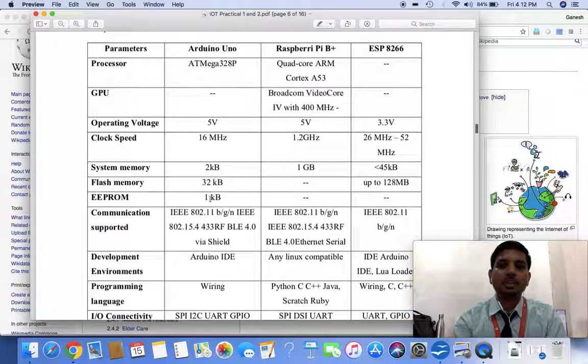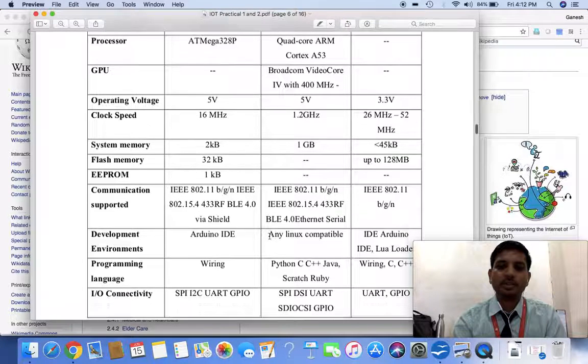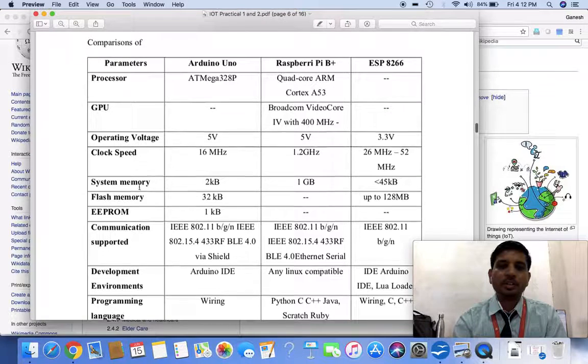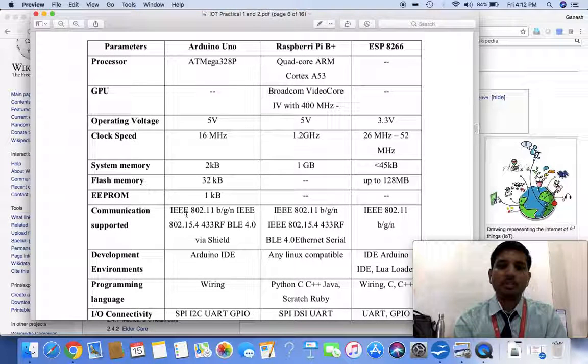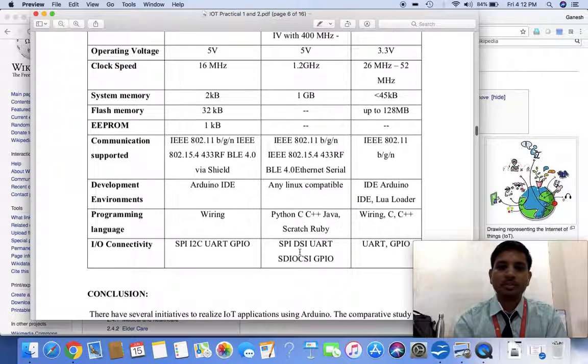EEPROM: your Arduino Uno has the EEPROM, while Raspberry Pi and ESP8266 do not have the EEPROM. Communication supported: Arduino Uno can support Wi-Fi, that is IEEE 802.11 b/g/n, 802.15.4, 433 RF, BLE 4.0 via a shield. So directly this protocol is not supported, but you can connect an Arduino shield to your Arduino Uno to get connected to Wi-Fi. Raspberry Pi has on-chip Wi-Fi and on-chip Bluetooth connection. ESP8266 only has on-chip Wi-Fi.